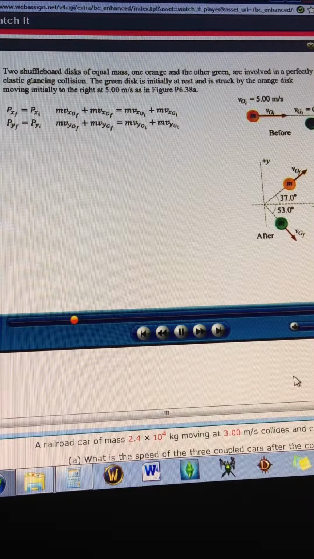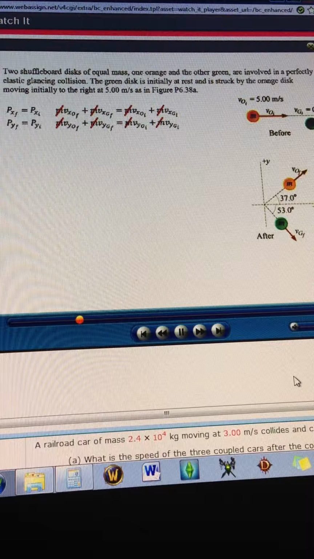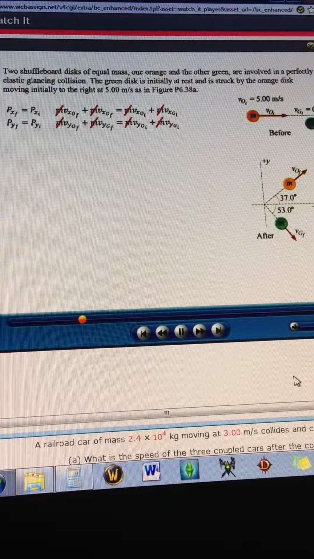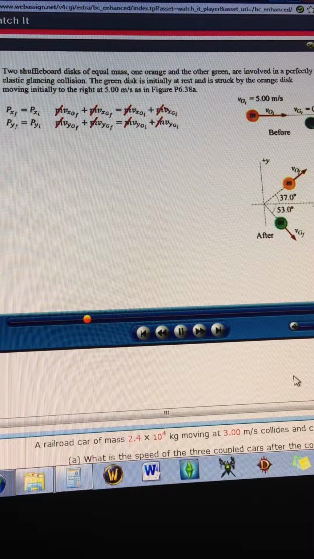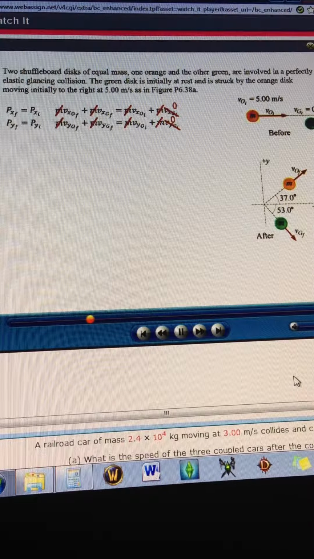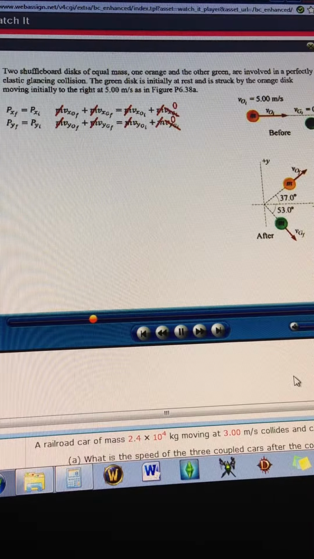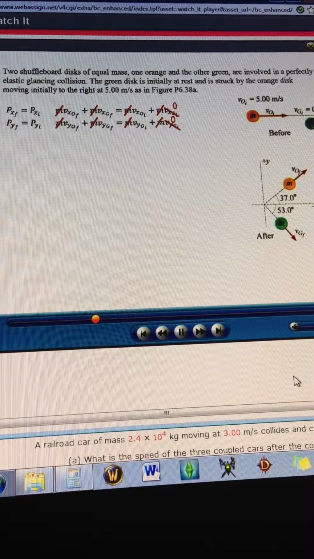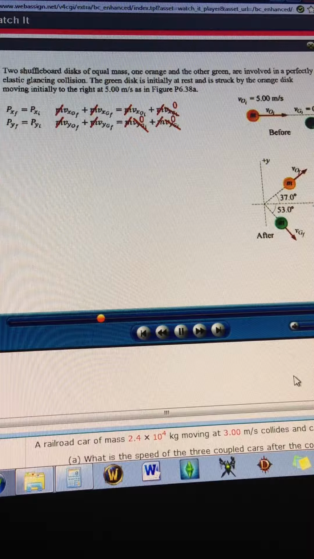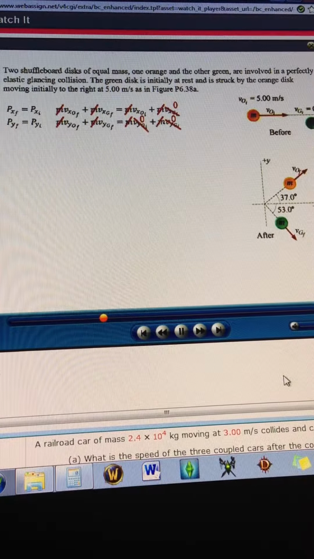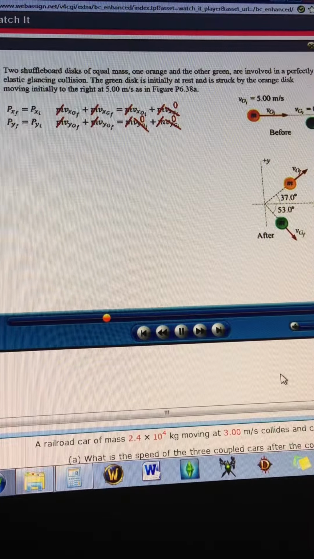First of all, since all of the masses are equal, we can cancel out the mass from all of the terms in both equations. From the diagram, we note that the initial velocity of the green disk is 0, so we can strike out both the x and y components of the green disk's initial velocity. The orange disk is initially moving only in the x direction, so we can strike out the orange disk's initial velocity in the y direction as well. Let's consider the y equation first.